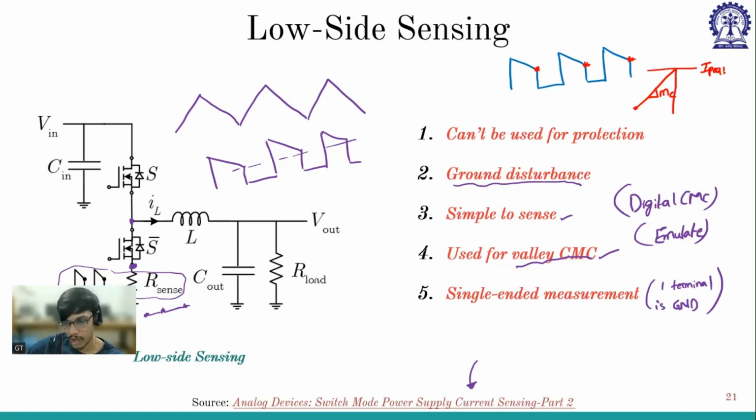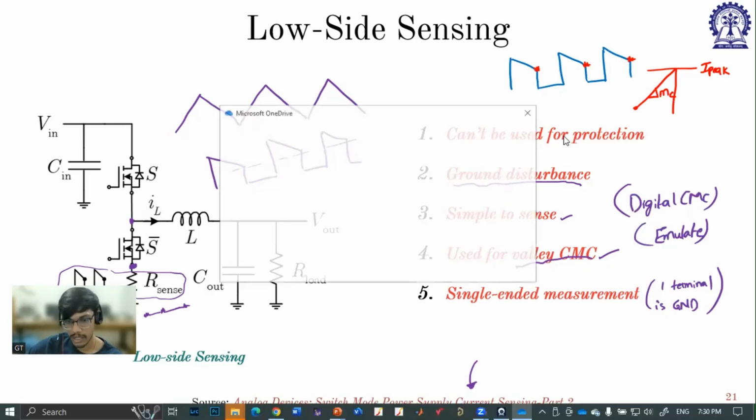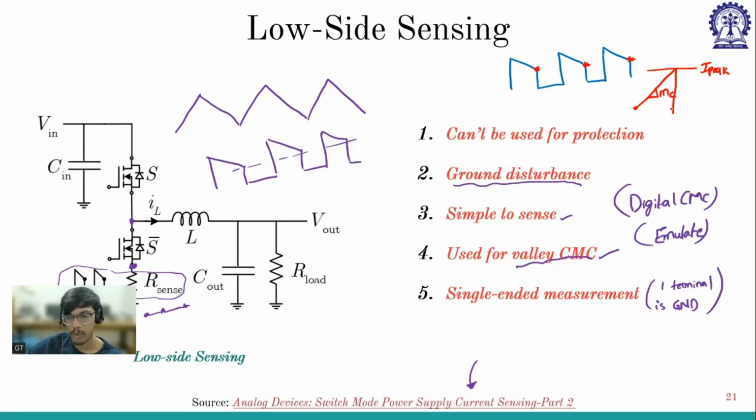So if you still want to do peak current mode control with this valley information, we will take a sample and then emulate it. But this again has its pros and cons because, as we have discussed, some stability issues will be there. But this is just a provision. You can go for digital current mode control and you can do peak current mode control, but then you have to emulate the inductor current.